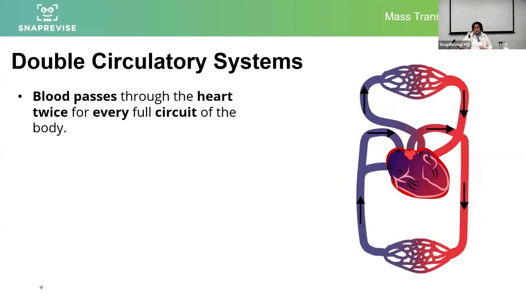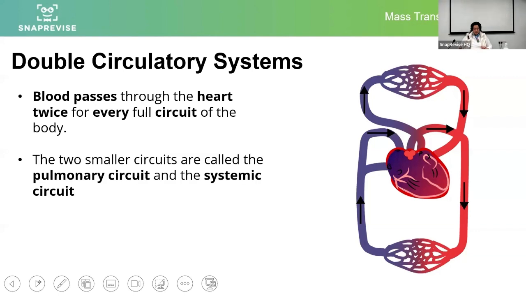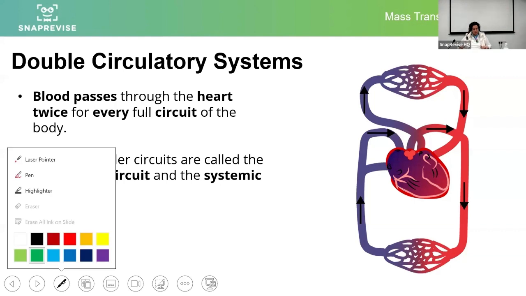What is a double closed circulatory system? The best and most succinct way to phrase it is that the blood passes through the heart twice for every full circuit of the body. So we have the two smaller circuits that are called the pulmonary and the systemic circuit. So let's label that here on our diagram. I'm just going to use different colors here for you guys.